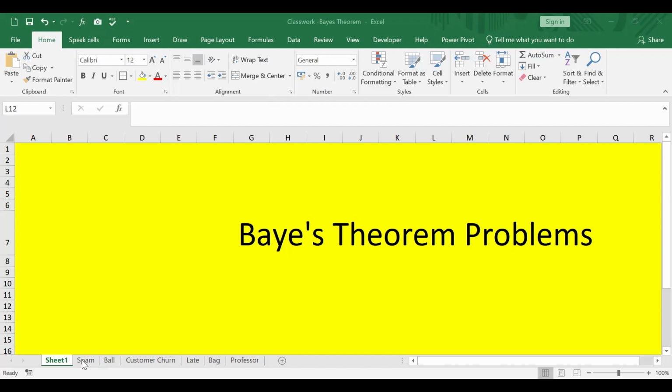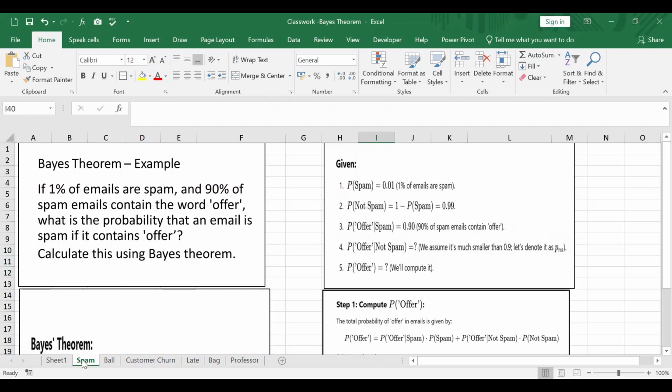Let us solve some problems using Bayes' theorem. First problem: if 1% of emails are spam and 90% of spam emails contain the word offer, what is the probability that an email is spam if it contains the word offer? Calculate using Bayes' theorem. Let's find out what all things are given here.